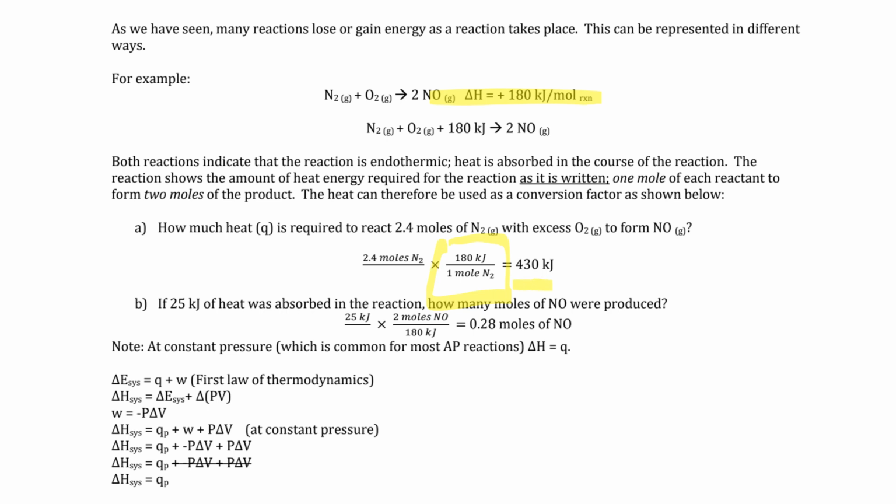If 25 kilojoules of heat was absorbed, how many moles of NO were produced? Well, we still can use our relationship of the 2 moles of NO for the 180 kilojoules, and use that as a conversion factor as well to end up with our moles in our answer.